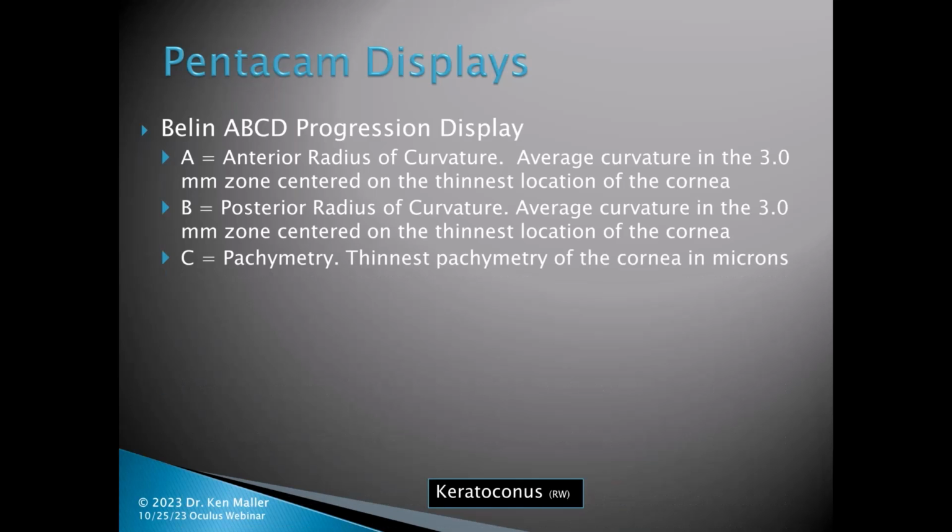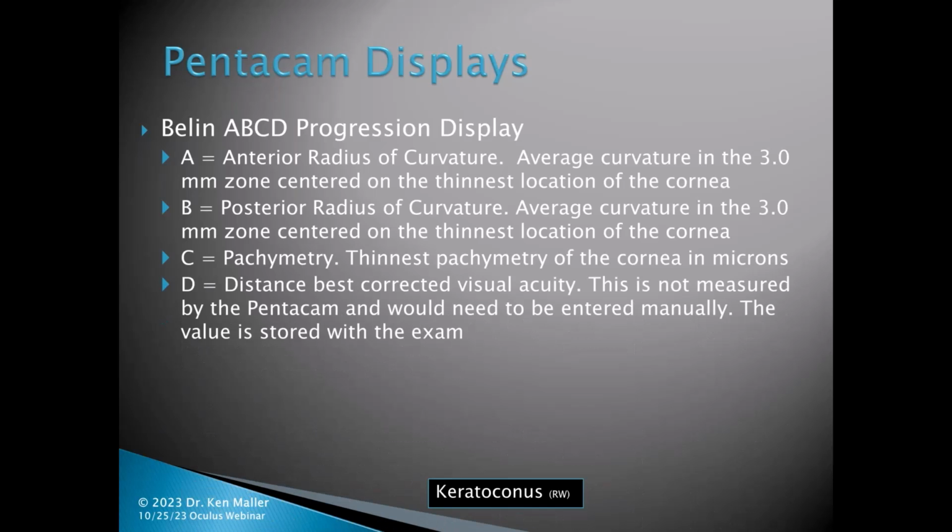The C is pachymetry values, and it does take a look at the thinnest pachymetry of the cornea in microns. And again, you don't have to go searching for it. Pentacam finds that on its own, displays it off immediately. Now the D value has to do with the best corrected distance visual acuity, and that's not being measured by the Pentacam, but you would go ahead and enter that manually. Once it's entered manually, it would be stored with that particular exam, so you can see how that is changing over time as well.